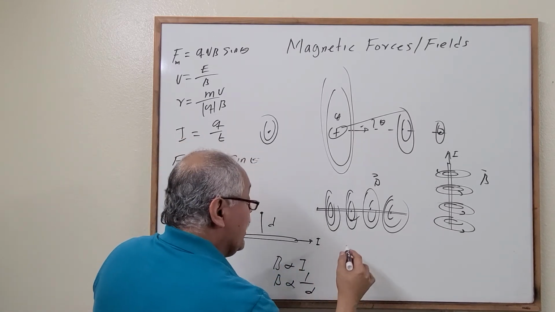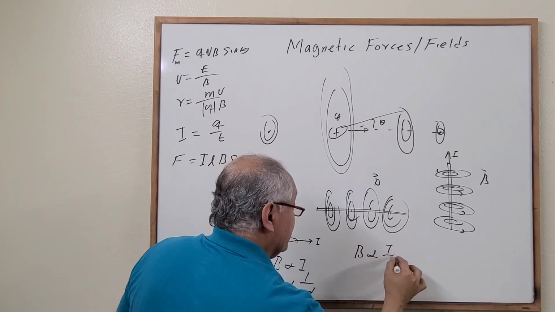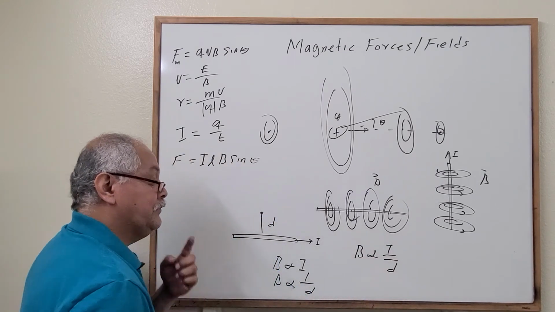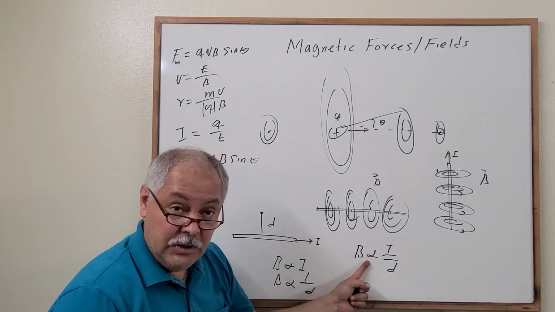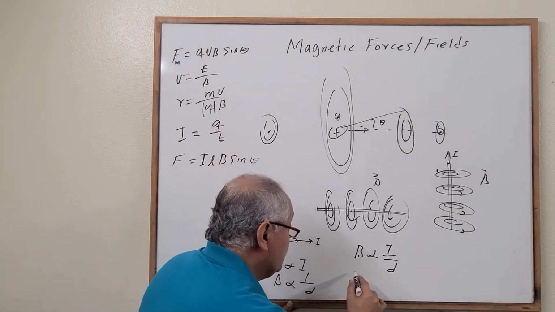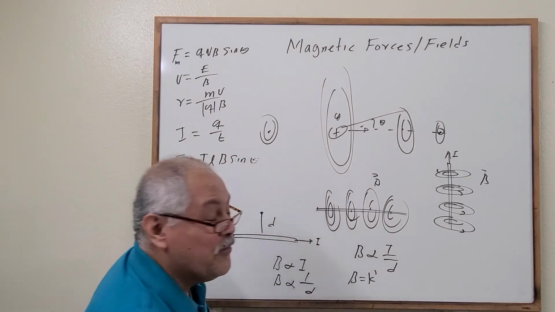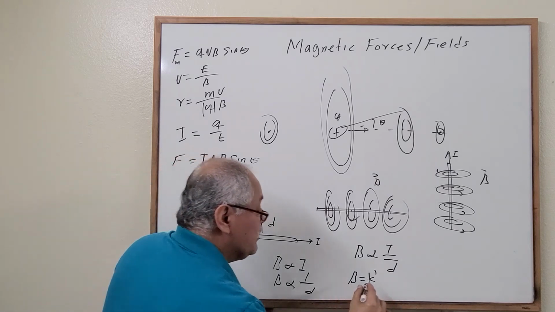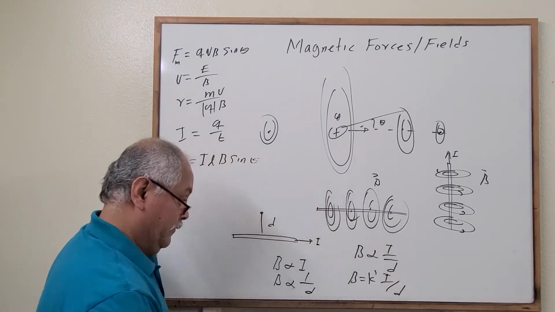Now let's combine these quantities. Look, what do we have? The magnetic field is proportional to the current divided by the distance. Let's eliminate the proportionality symbol. Remember, we use a constant. So in this case, the magnetic field is equal to a constant, let's call it K prime, times the current divided by d.